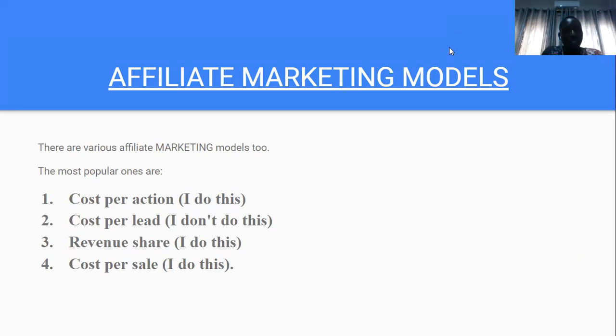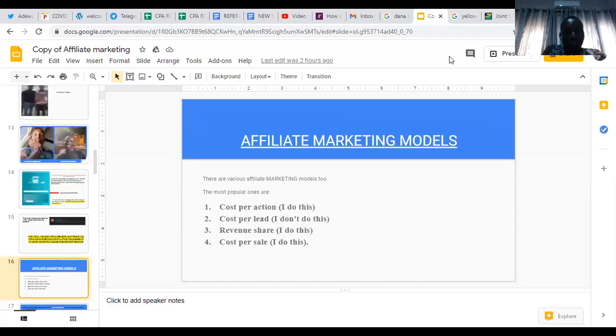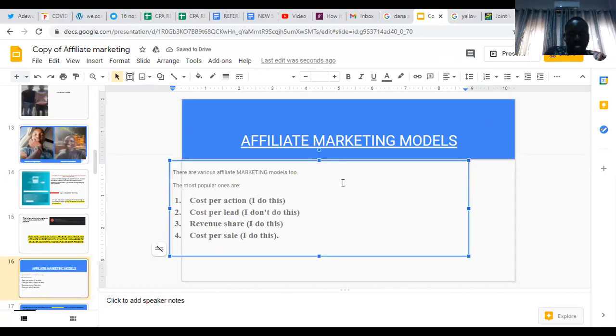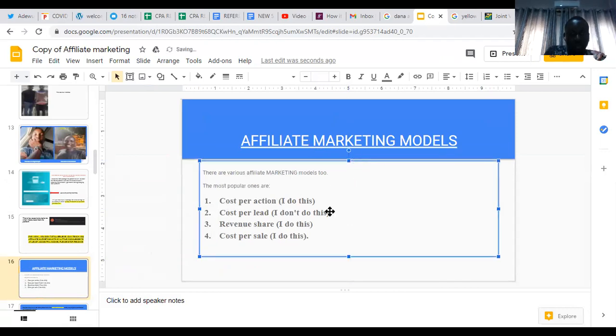So I think I should do an editing here. I would remove this cost per lead since I don't do it. So I'll remove this cost per lead model. I don't know if you've heard of that gist of how I don't do it. I just want to edit it and put up another one.